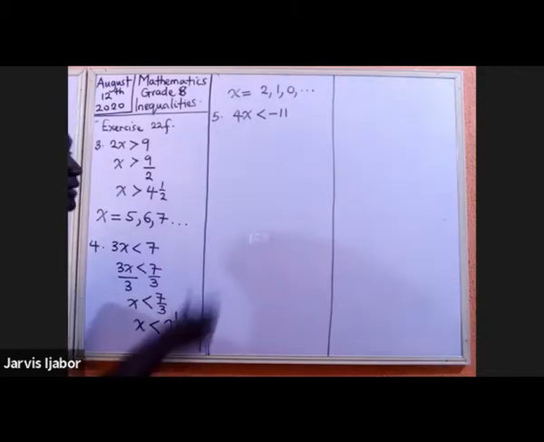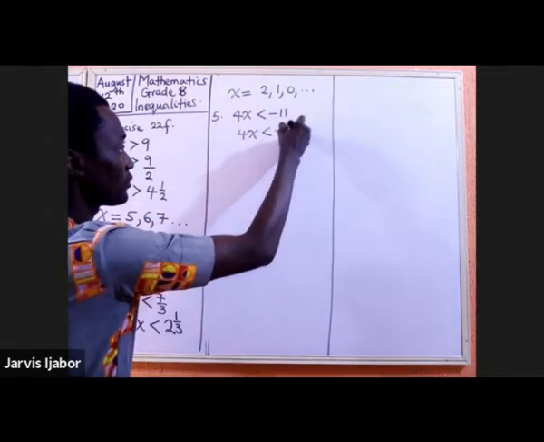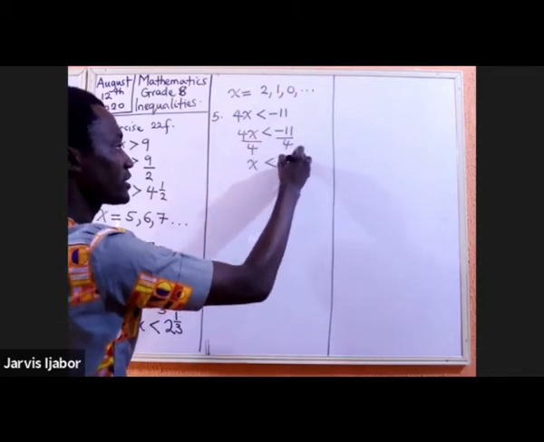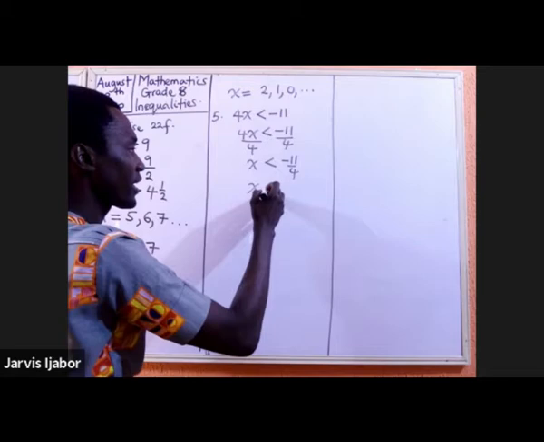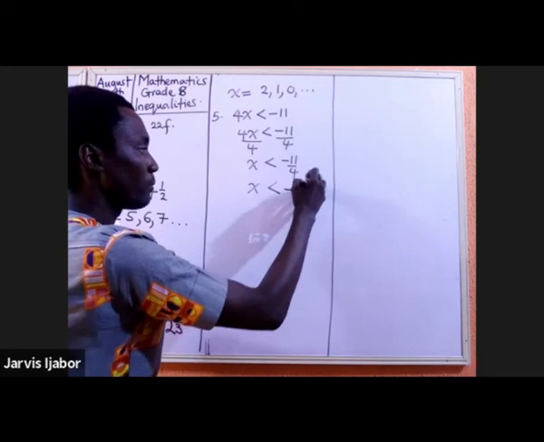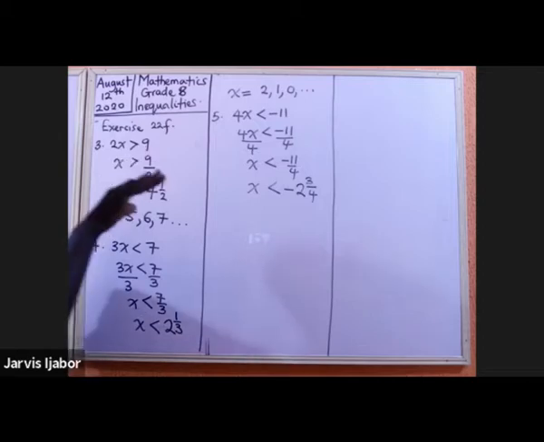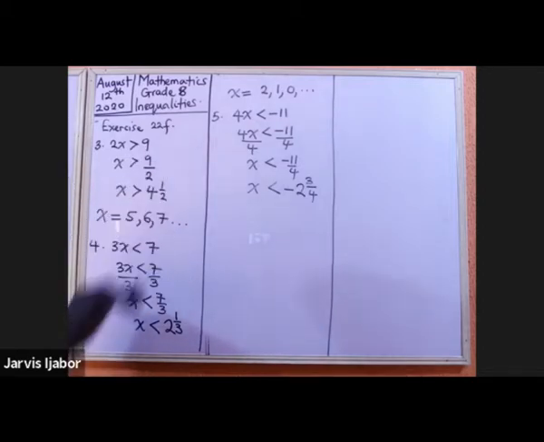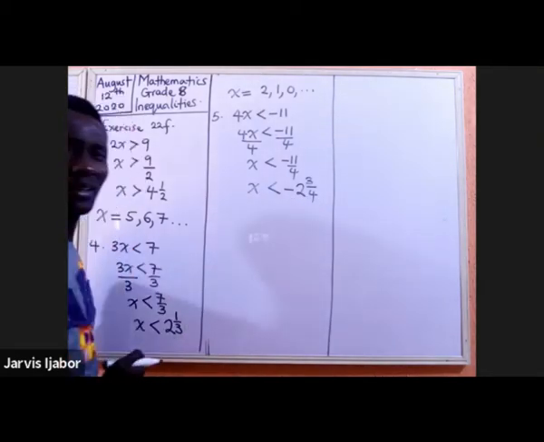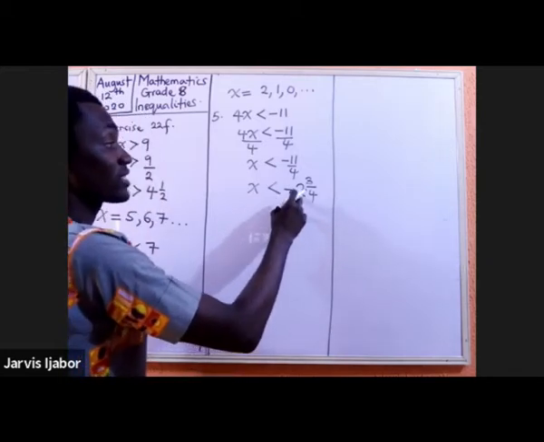So what does that mean? It means 4x is less than negative 11. You divide both sides by 4, and x will be less than negative 11 over 4. What is negative 11 over 4 in mixed numbers? It's going to be negative 2 whole number 3 over 4. So I see the steps I'm taking. Those are the steps you should take as you are solving. And this will now be x is a number that is less than this. X is not this. So x is less than.